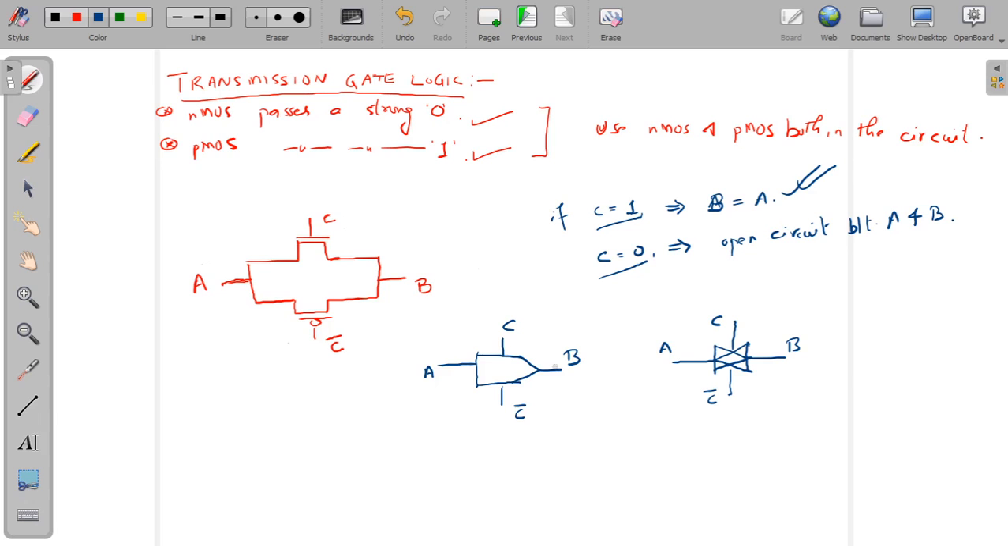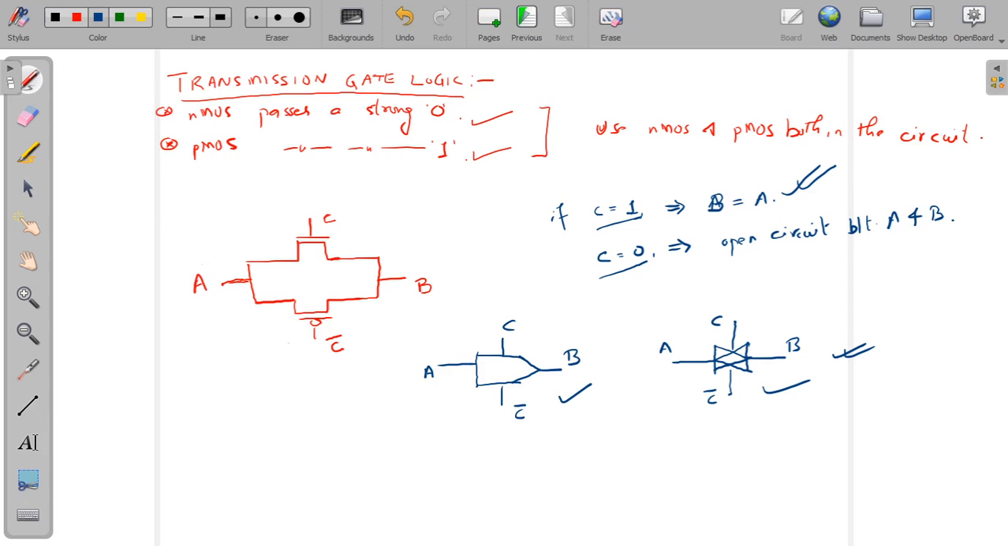So either use this symbol or this symbol, it's your choice. But as long as simplicity is considered, this symbol looks a bit simpler than this one. But you will find both of these symbols being used I think in equal proportions, and in many books I have found even this symbol to be used more as compared to other symbols. So whatever is the case, you should know that this symbolizes a transmission gate.